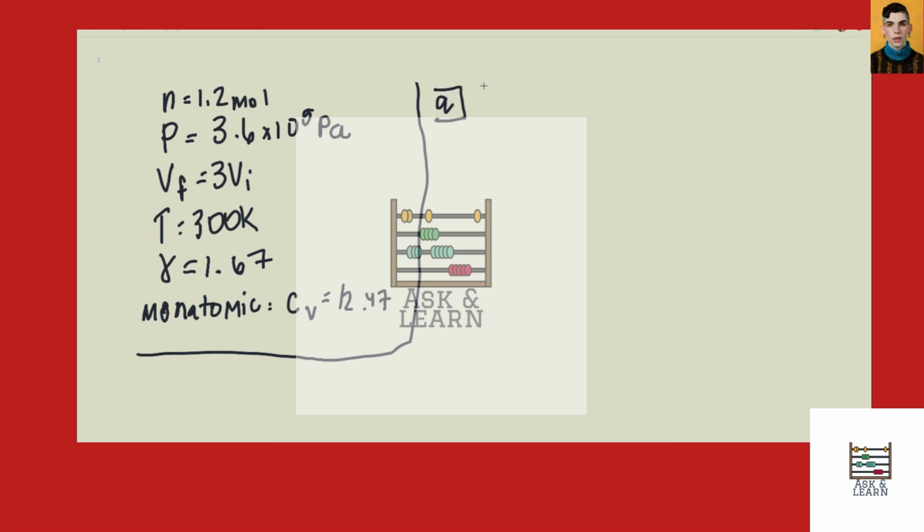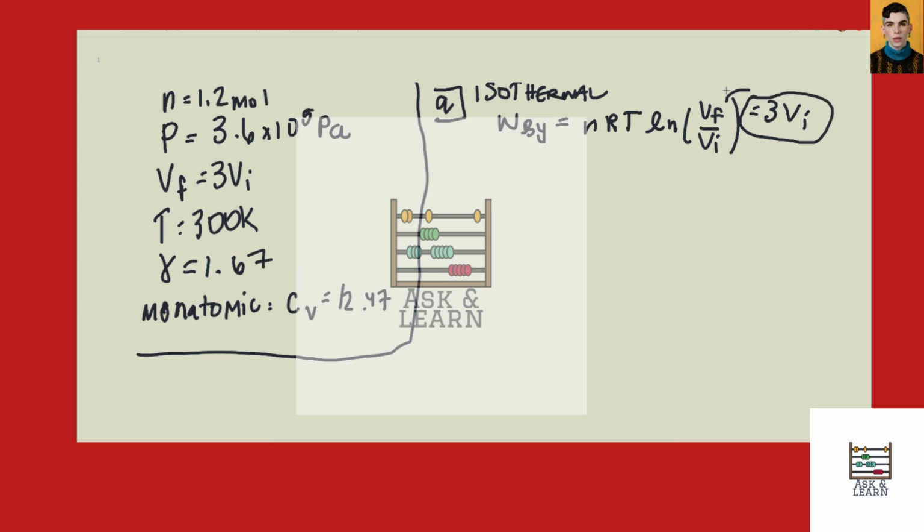So the first one is isothermal. For that one, you just literally use the formula. The work done by the gas is nRT times the log of V final over V initial, and V final is equal to 3 V initial.